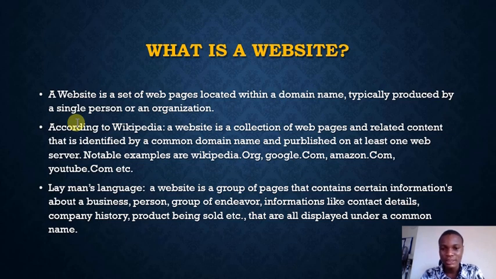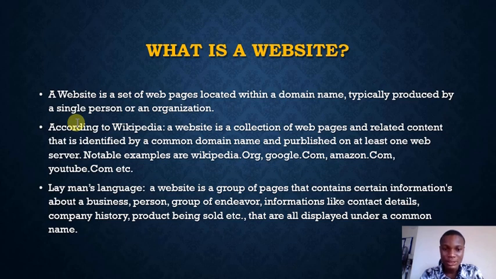It says the website is a set of web pages. So when you say it's a set of web pages, you need to ask yourself, what is a web page? A web page is a document that can be accessed by a search engine, a document that can be accessed on the internet. When those documents are interconnected together, it is what we call a website. So the connection of web pages, when one or two or three web pages are joined together, is what produces a website. A website can be produced by a single person or an organization.